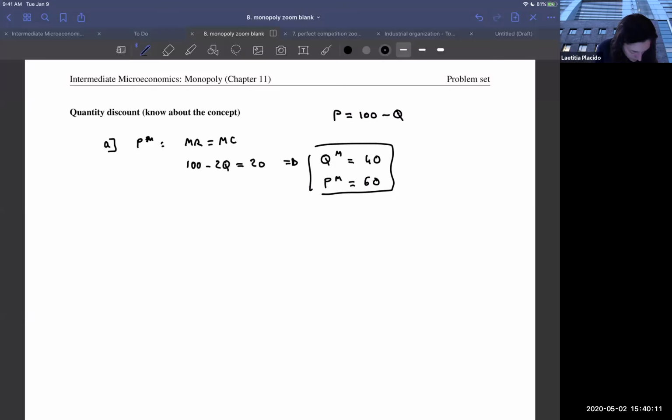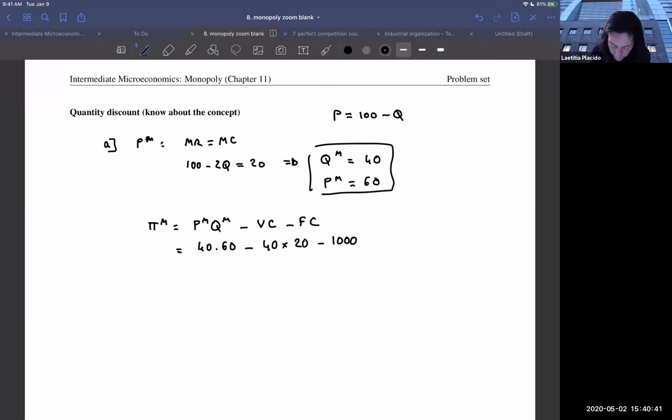So let's calculate the profit. The profit is PM times QM minus variable cost minus fixed cost. So that's 40 times 60 minus variable cost. Here we have a constant marginal cost, so the variable cost is simply the quantity produced times the marginal cost, and minus the fixed cost. So this is 600.